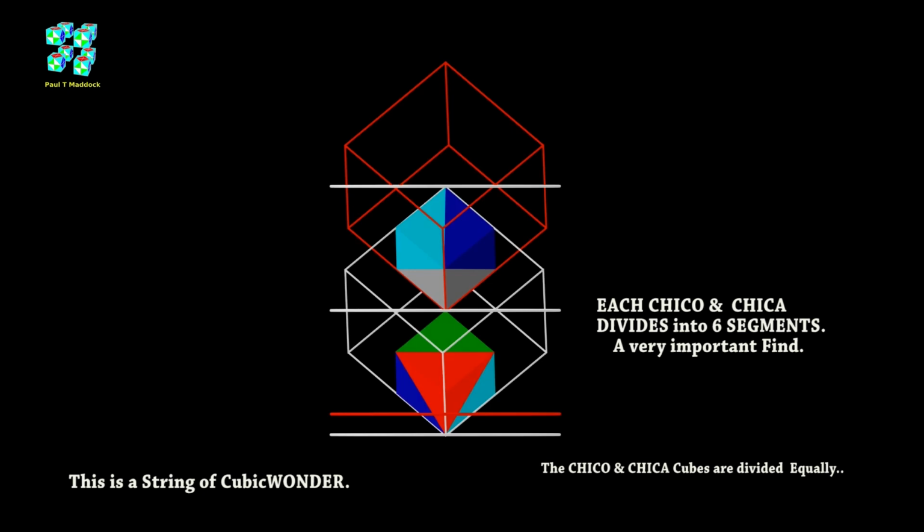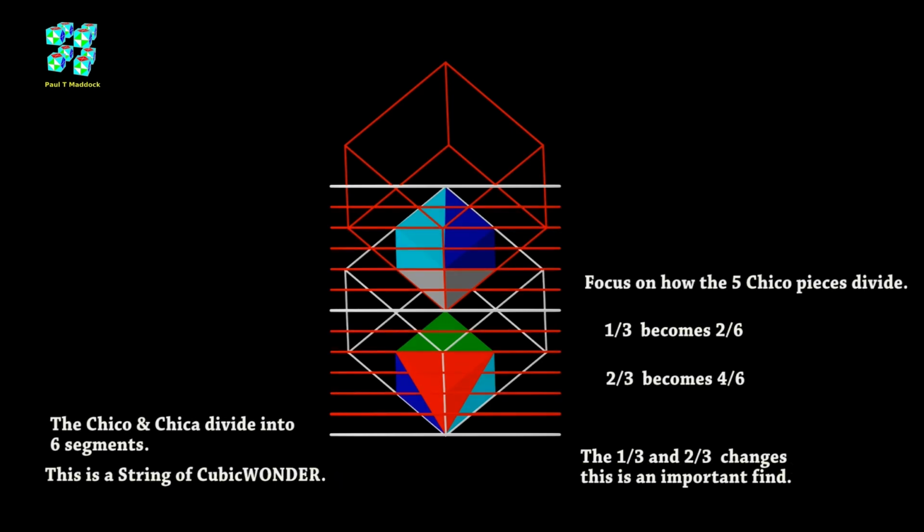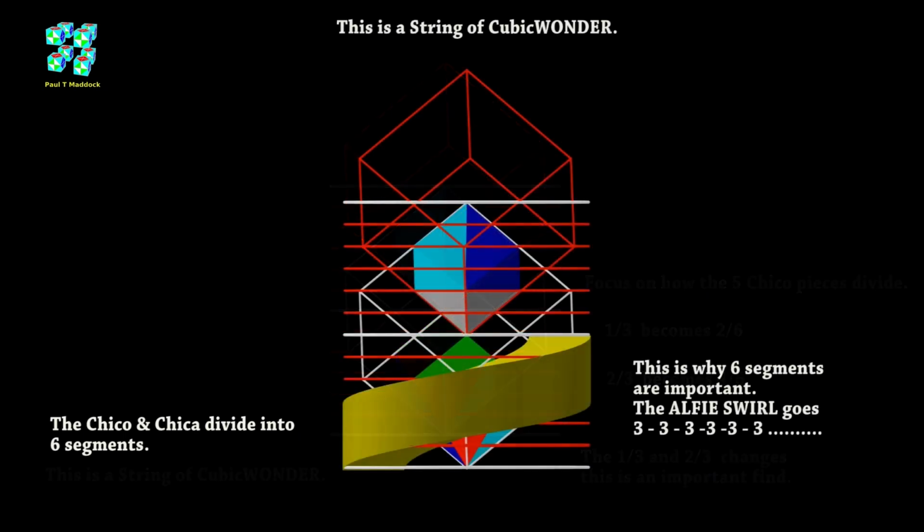Let's take it back to the 6 gaps again. So now you can see 1/3 becomes 2/6 and 2/3 becomes 4/6. This is an important find. People might think, why is it so important? Well, this is the reason. Look in front. The helix can form 3 by 3 by 3 by 3. It goes in 3s. So it's very important.